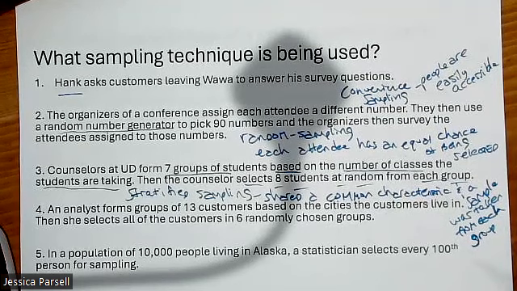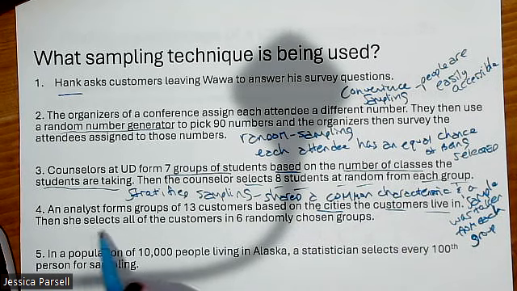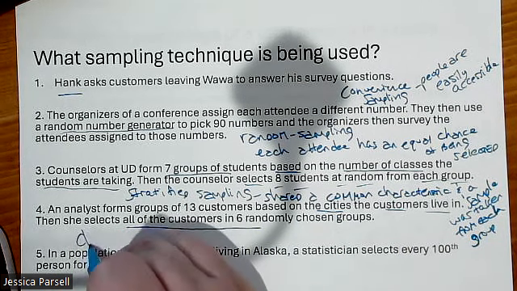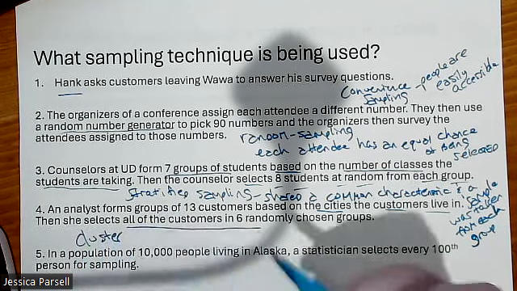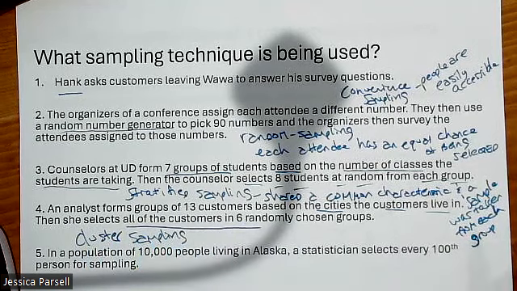Okay. An analyst forms groups of 13 customers based on cities the customers live in. Then she selects all of the customers in 6 randomly chosen groups. Okay, if you were thinking cluster, you are all over this. Yes, this is cluster sampling. Okay, it is cluster sampling for a couple different reasons.